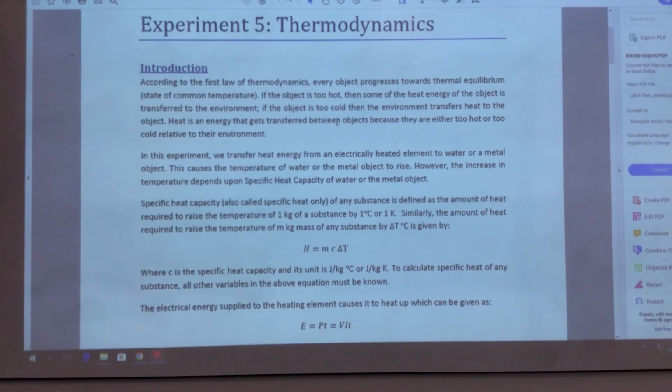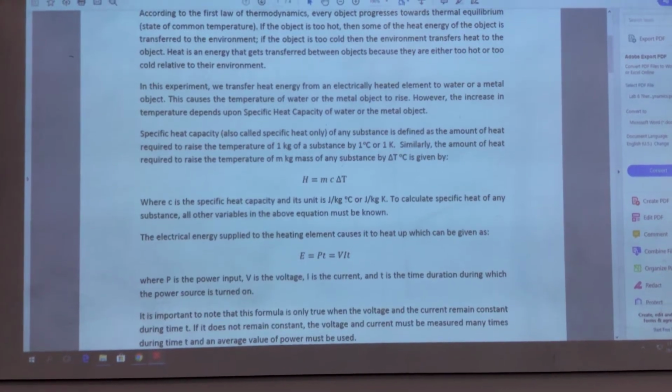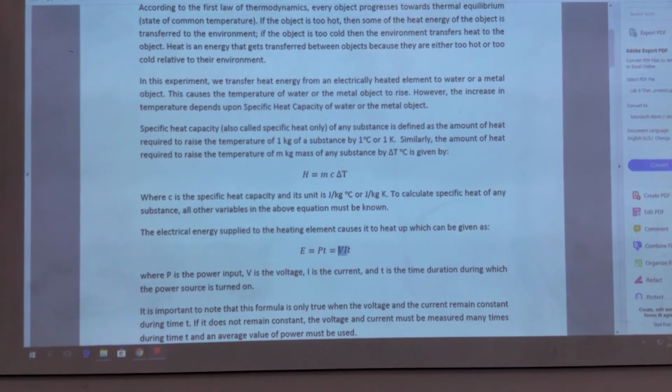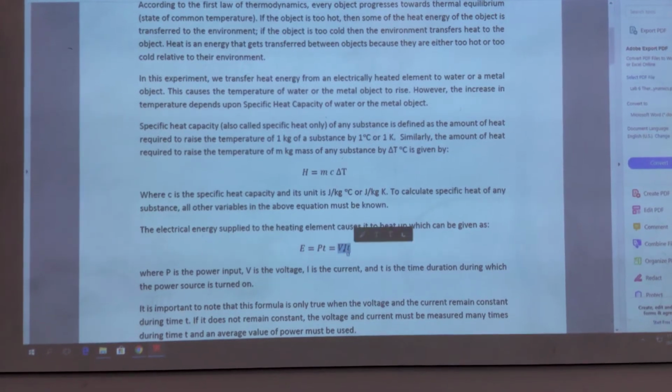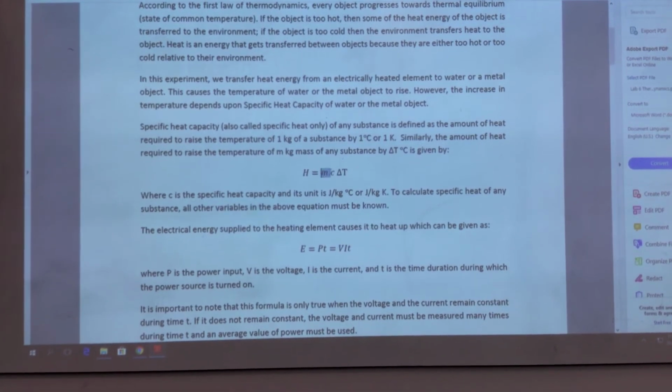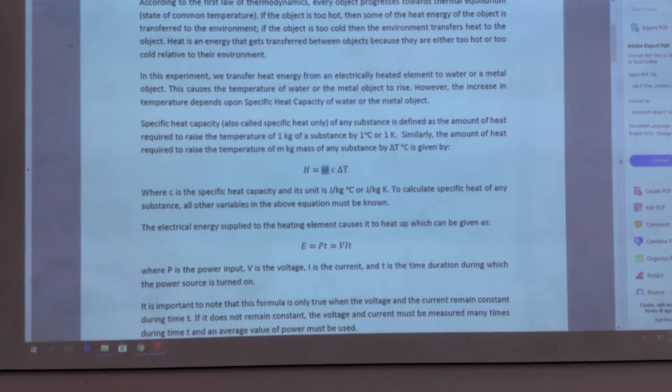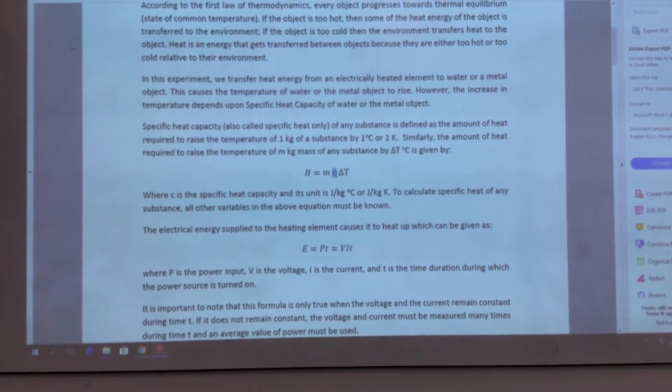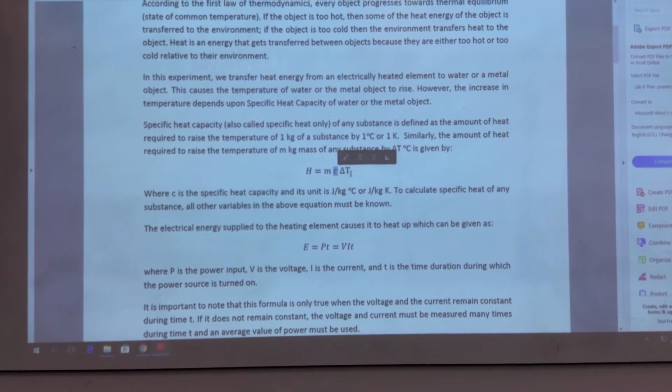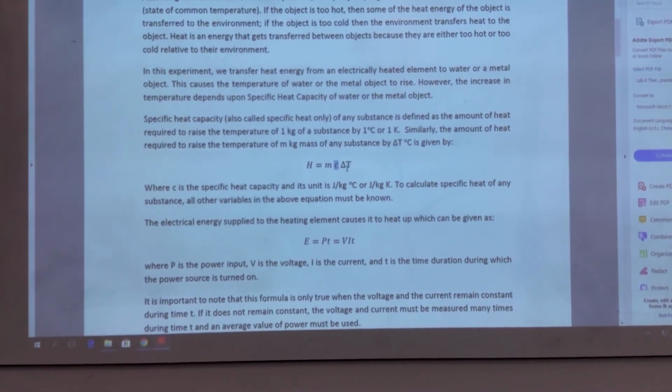So what we are going to do is supply electrical energy, and that energy should be absorbed by water, which is a specific amount of water with specific heat capacity C. And then we are going to record the temperature rise.